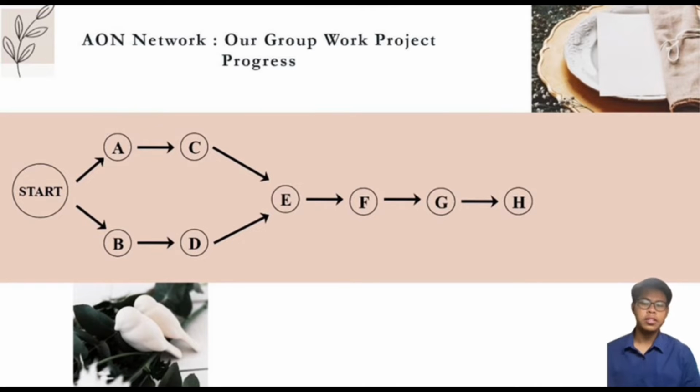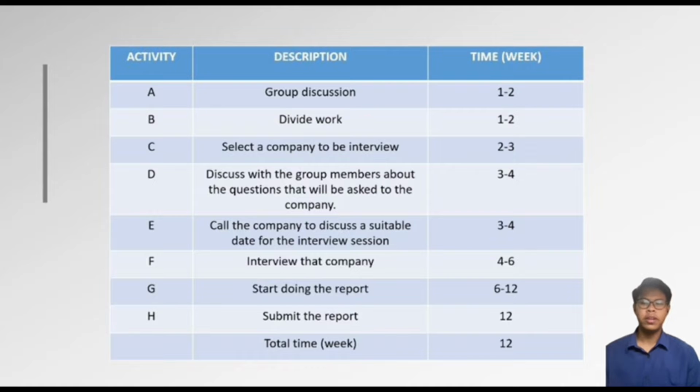So let's move on to the next slide, where I will show you my table for the duration time each activity needs. This table shows the duration for each activity, and we measure it in weeks, and our project will be done before our final exam, which is in week 12. So for example, our group discussion and dividing the work we do within week 1 and week 2. And next, to select a company to be interviewed, we discuss in week 2 and week 3. So the total for all activities is 12 weeks.